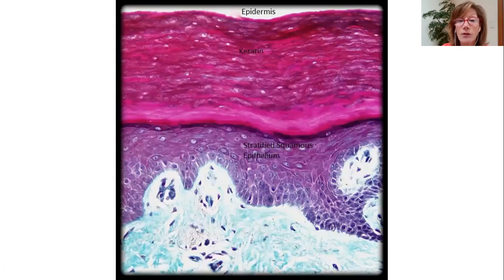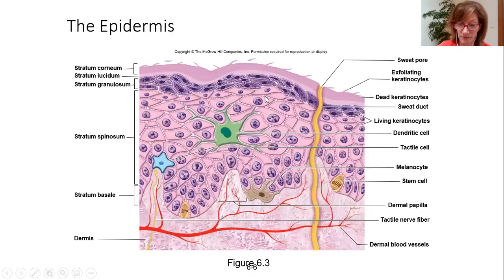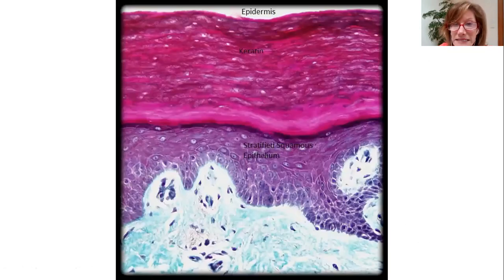Here we have a high-powered picture of that epidermis. Again, here we can see this whole area is the epidermis in this histology slide. The thing to note is that in the deeper portion of the epidermis, we can really see the stratified squamous epithelial cells. We can see individual cells, right? We can see the nuclei in those cells, but as we move further away towards the surface, we no longer can see the nuclei in those cells.